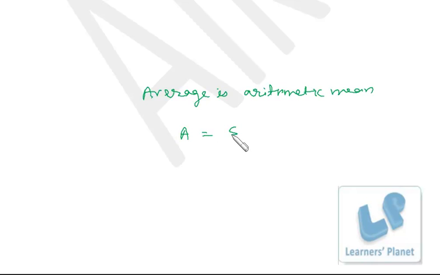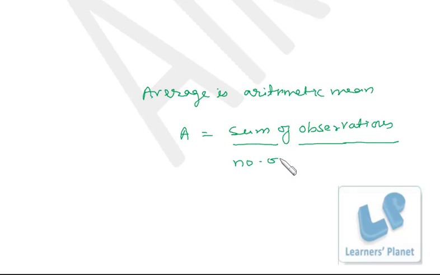Basically, average is arithmetic mean. Average is arithmetic mean, right, and it is sum of observations by number of observations.